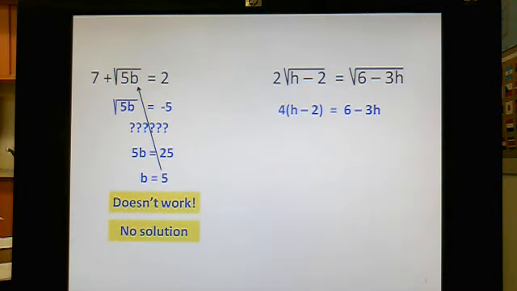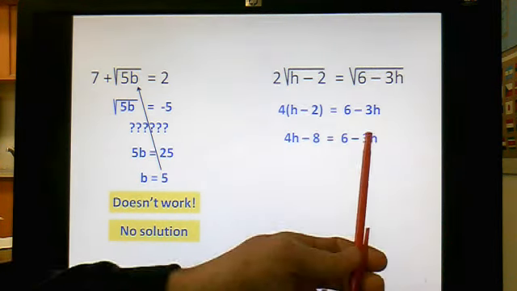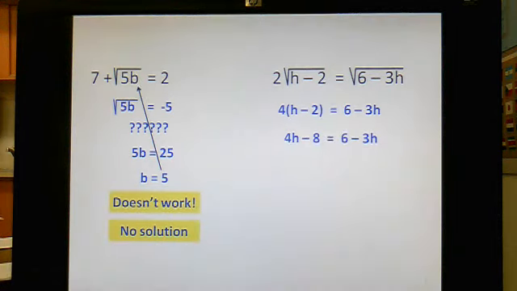That's the most important step, that first step. Everything else is stuff you've done before. So distribute, you get 4h minus 8 equals 6 minus 3h. Get all the h's onto the same side, maybe move them over here, move the 8 over here, and you get 7h is equal to 14. Divide and you get h equals 2.